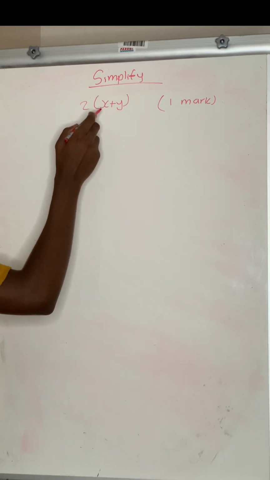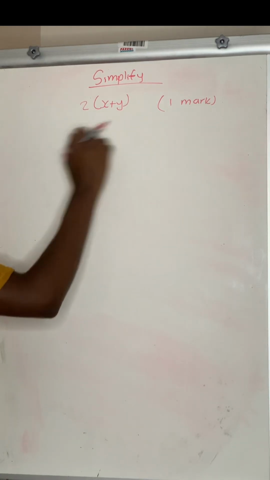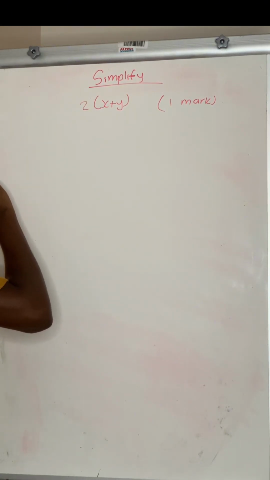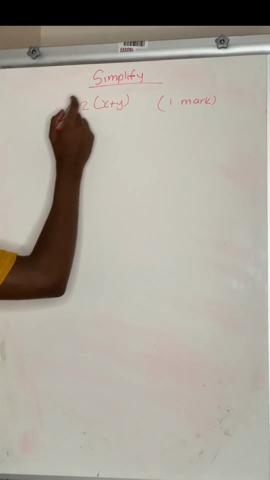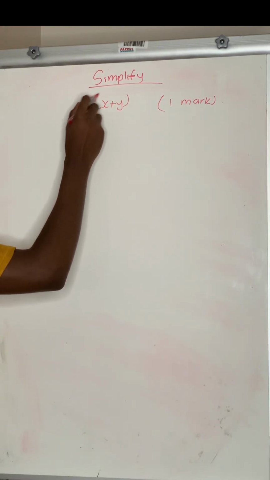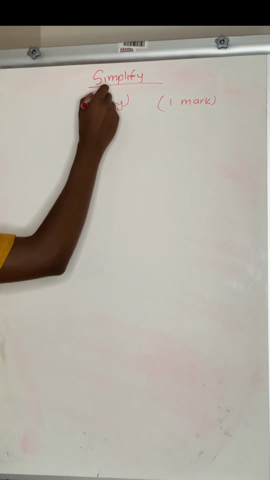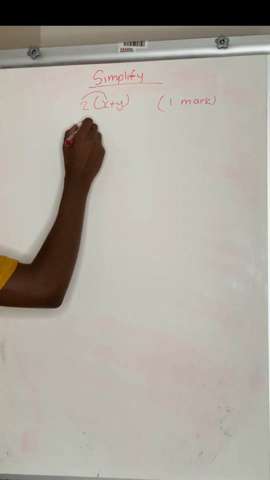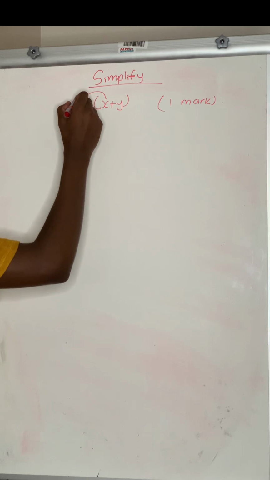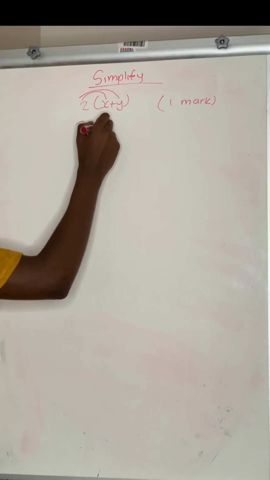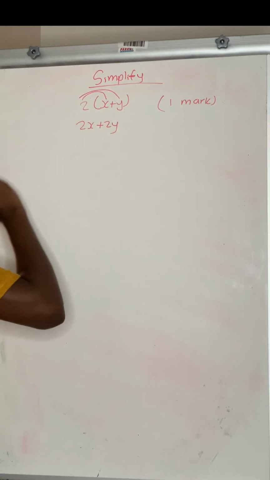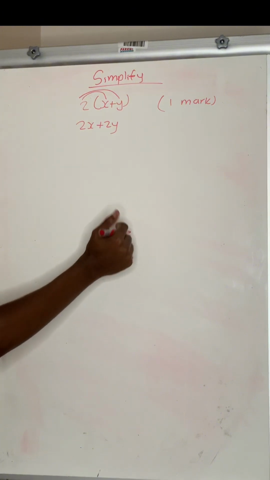Let's simplify 2(x + y) for 1 mark. From here we can see that 2 is on its own, so we're going to multiply 2 with every term inside of this bracket. So it's going to be 2 times x, which is 2x, and then 2 times y, which is positive 2y. And then you are done.